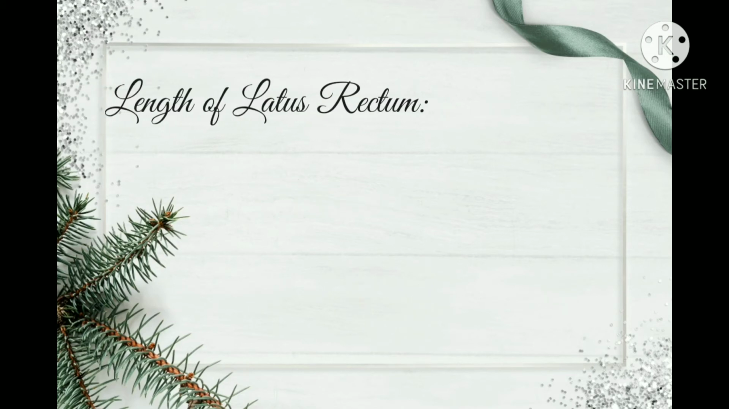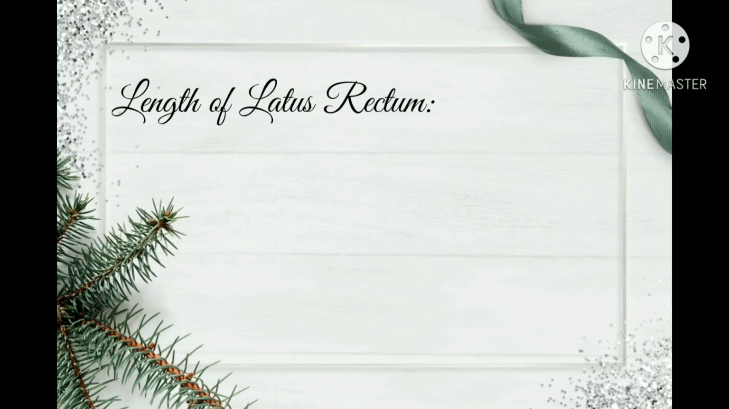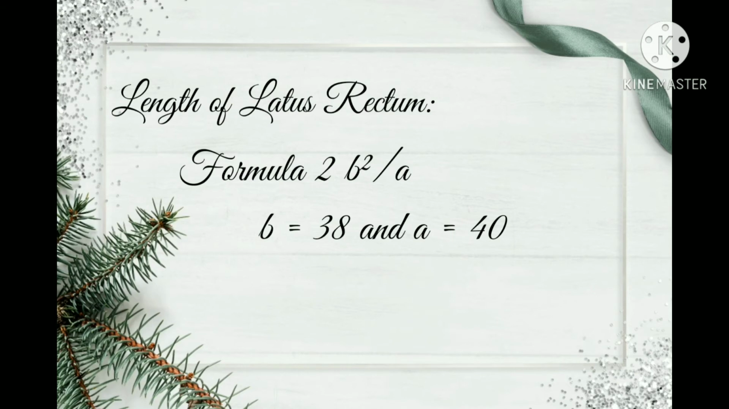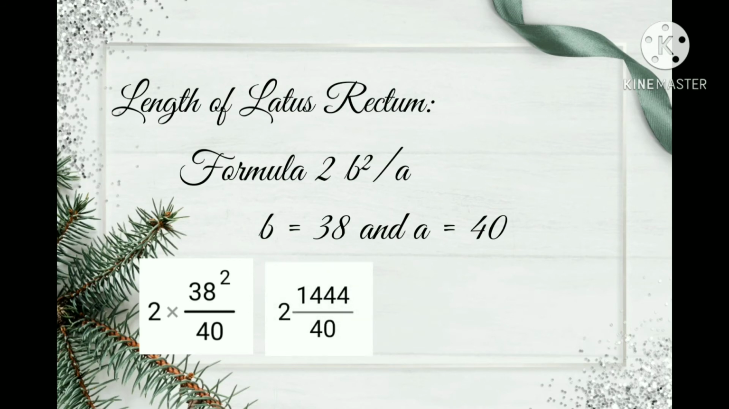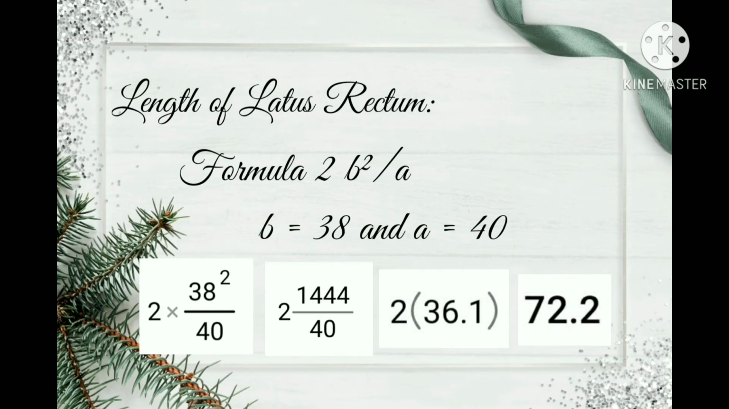To find the length of the latus rectum, the formula is 2b squared over a. Since b equals 38 and a equals 40, 2 times 38 squared over 40 equals 2 times 1444 divided by 40. If we simplify this, we get 2 times 36.1, which equals 72.2. So our length of the latus rectum equals 72.2 units. And that's how we solve a situational problem involving an ellipse.